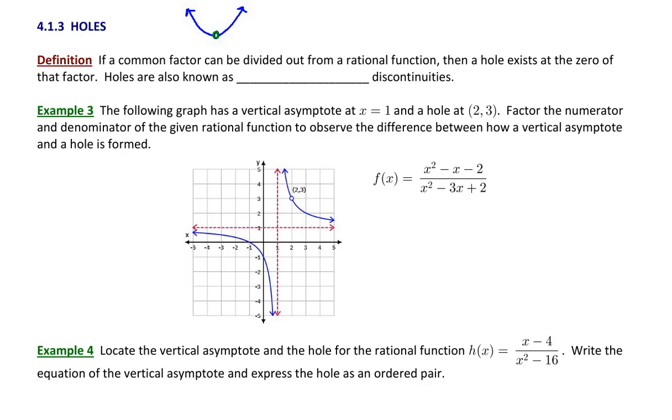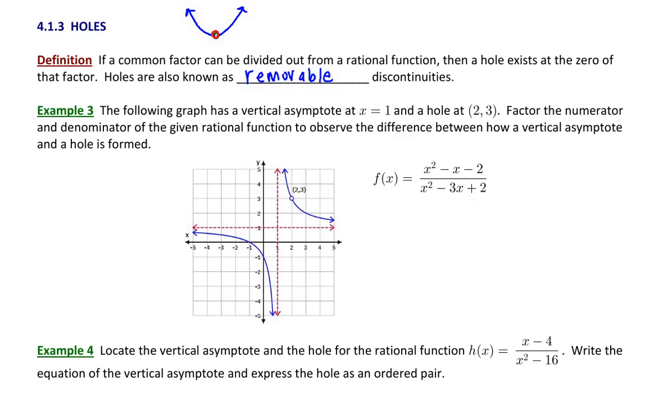But for now, you'll want to know holes are also known as removable discontinuities. So a vertical asymptote is a non-removable discontinuity. A hole is a removable discontinuity. One way to remember that is I'm basically removing a single point from the graph of the function, leaving a hole behind. Let's consider example 3.